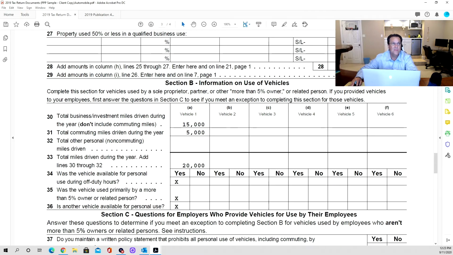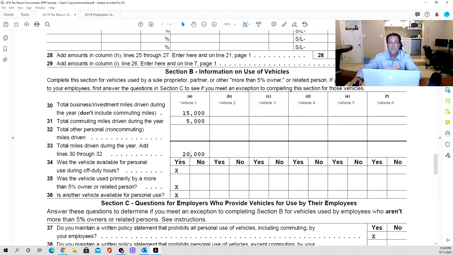Here's some information on use of vehicles. I have to put down total miles driven and commuting miles, because then the difference is going to be the total business, don't include commuting. So I put 15,000, 5,000 for commuting, and here's the total miles driven. A few other questions that you have to certify that basically substantiate what you did. Was the vehicle available for personal use during off-duty hours? You can put yes or no. Was the vehicle used for more than 5% by an owner-related person? And is another vehicle available for personal use?